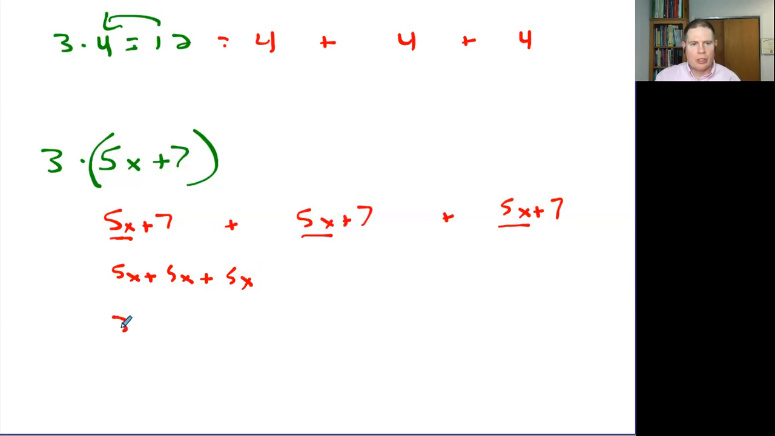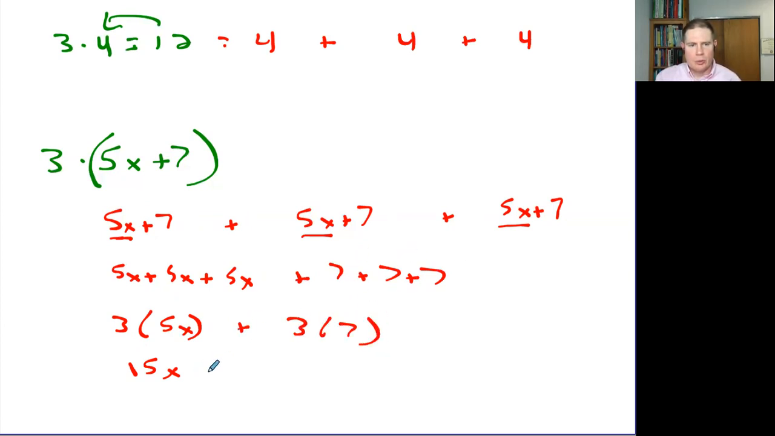In other words, I have 3 5x's, 5, 10, 15 x's. And I also have 7 plus 7 plus 7. So I have 3 7's, 7, 14, 21. So the way we usually show this is not to explain how distributing works, but to just distribute.